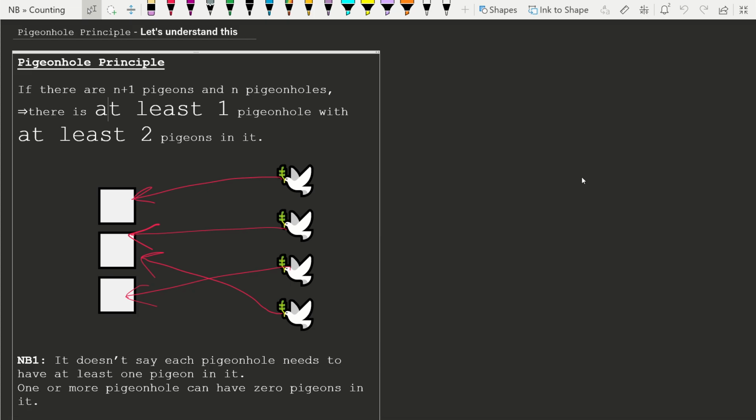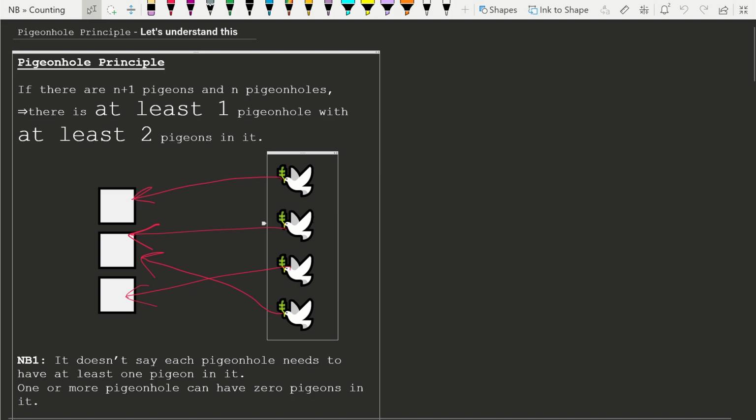Today, we are going to understand the pigeonhole principle. The basic pigeonhole principle says, if there are n plus 1 pigeons and n pigeonholes, which means the number of pigeons is 1 greater than the number of pigeonholes, then there is at least one pigeonhole with at least 2 pigeons in it, as demonstrated in this diagram below.